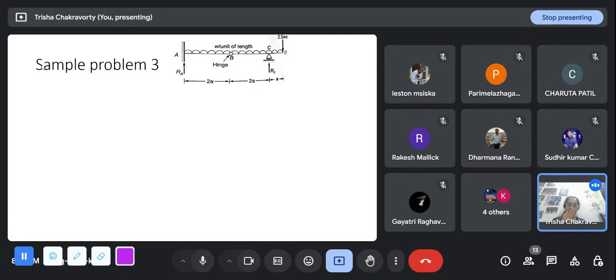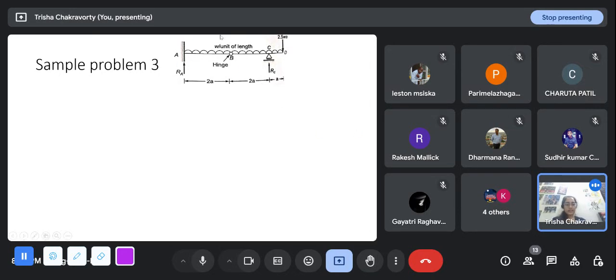Okay, we'll look at the last example. Suppose this is a new element that we are encountering. This is a hinge, an internal hinge. What it does is, the moment at an internal hinge will be 0. So I'll go into it.